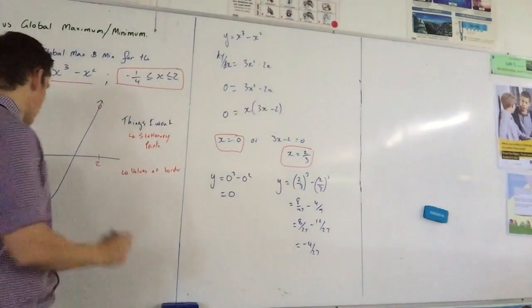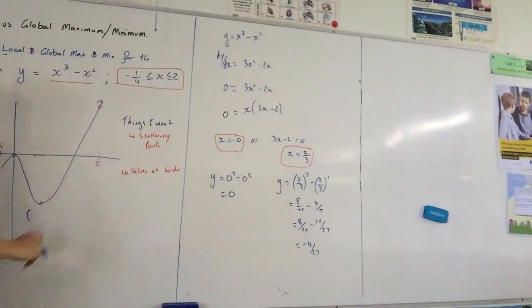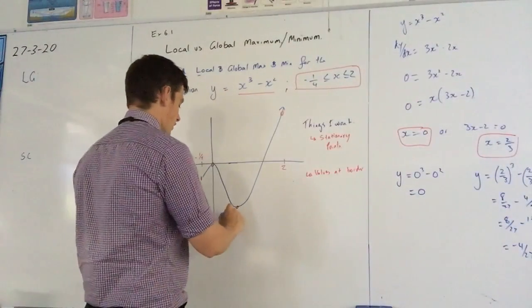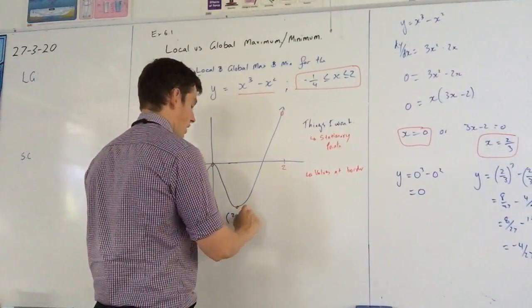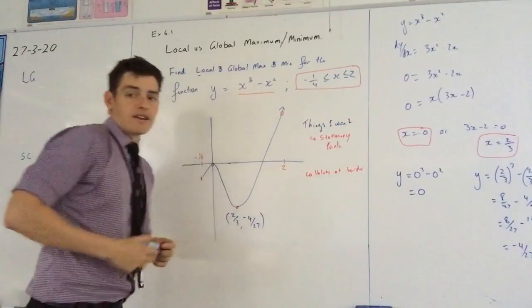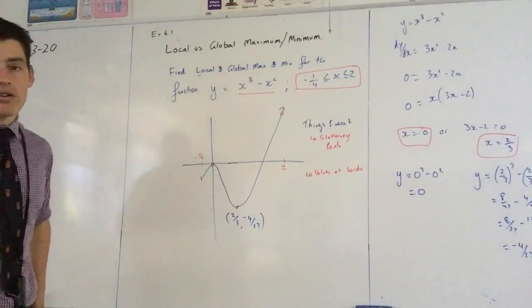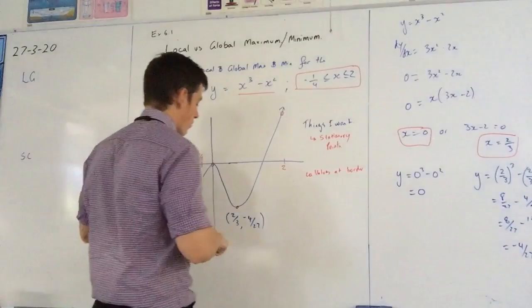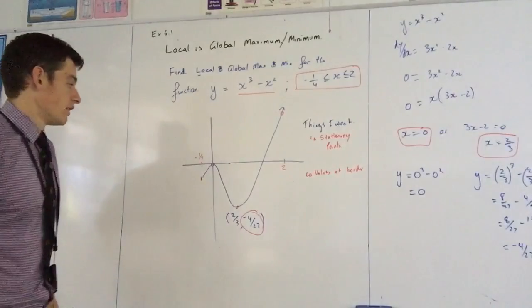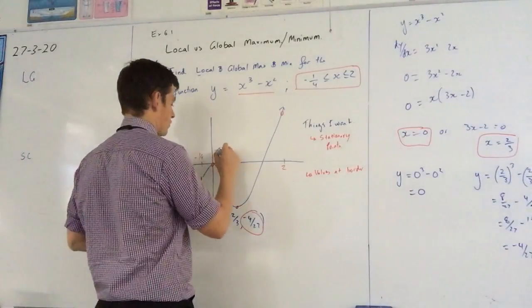Okay, so I now know that this value here on my graph, I'll write down what I know. I know that this value here is (2 over 3, negative 4 over 27). And that's the important value, my negative 4 over 27, because that's my y value, which tells me whether it's a minimum or not. So I need to keep that value in check. I also need to keep my eye on this one here where I've got (0, 0).